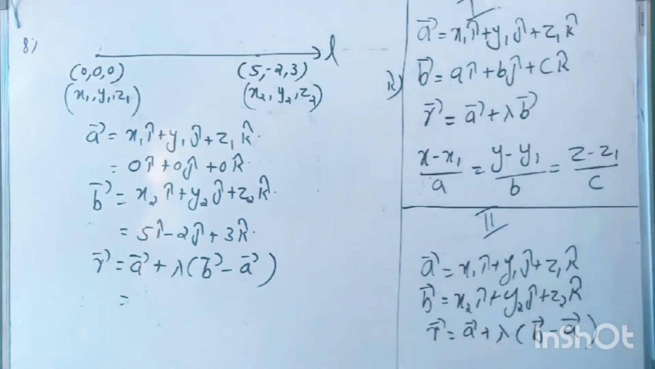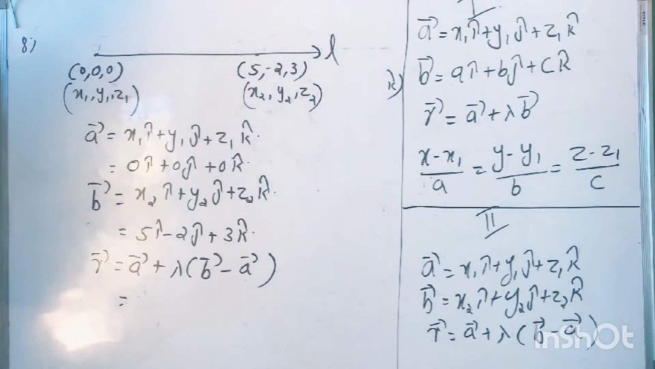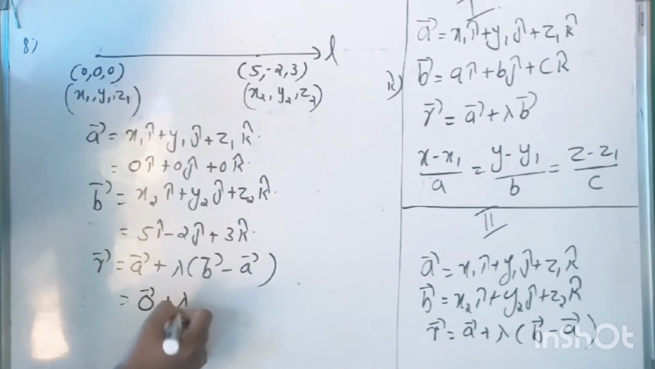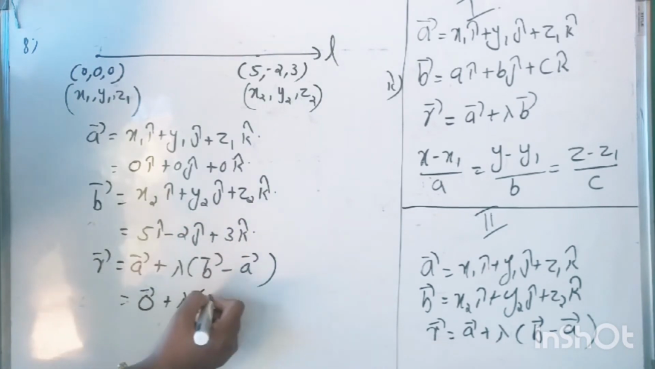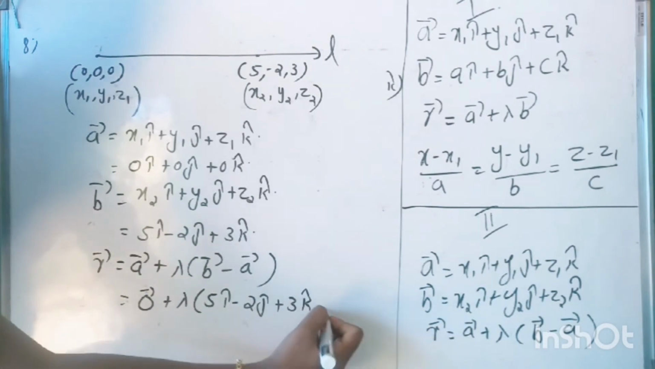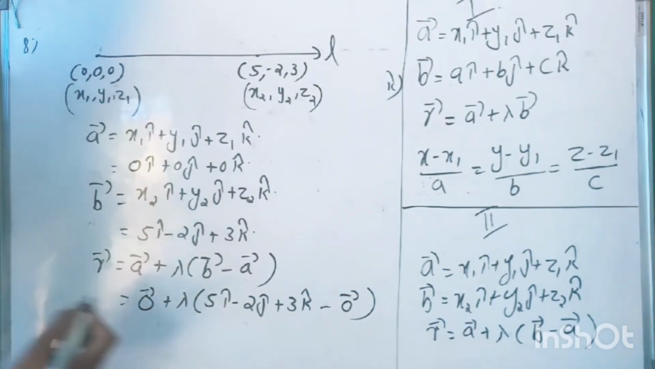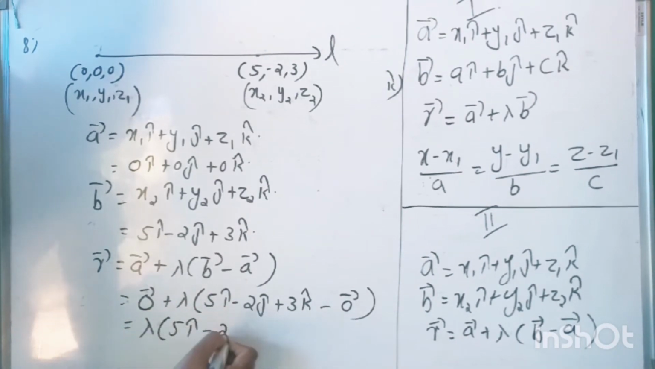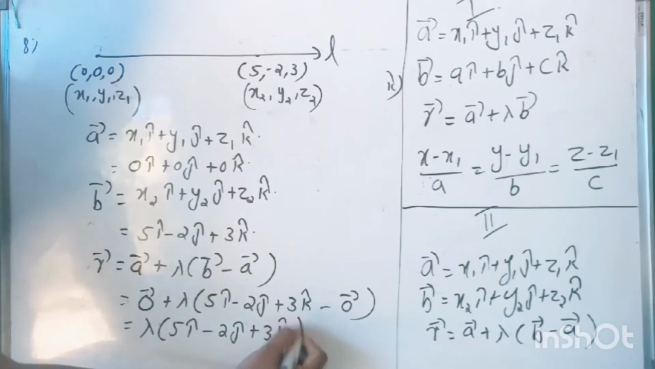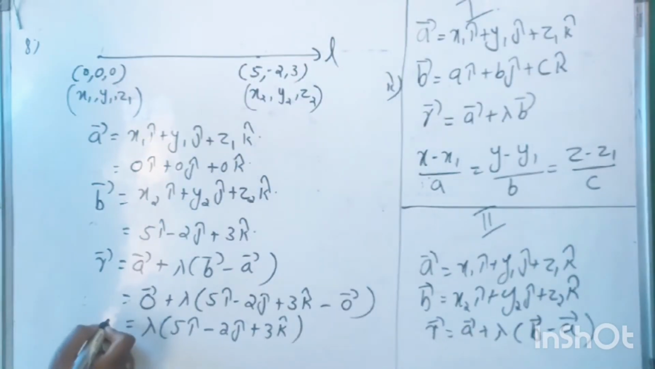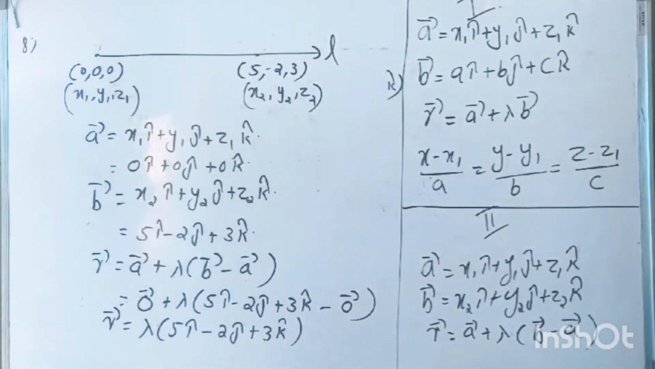0i plus 0j plus 0k, that means 0 vector. So that part is 0 vector plus lambda into B vector 5i minus 2j plus 3k minus 0 vector. And this is lambda into 5i cap minus 2j cap plus 3k cap. This is our vector equation.